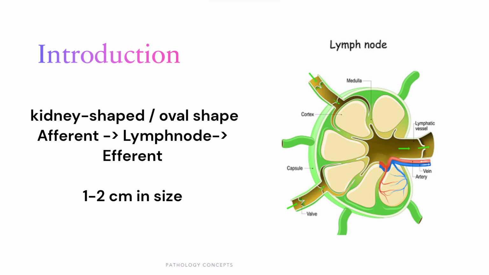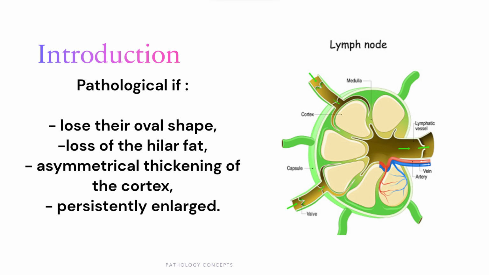Nodes typically have an associated artery and vein which terminate into high endothelial venules. Lymph nodes usually range in size from 1 to 2 centimeters and are enclosed in an adipose tissue capsule. They are considered pathological if they lose their oval shape, if there is a loss of hilar fat, if there is asymmetrical thickening of the cortex, and if they are persistently enlarged. All these conditions indicate pathology of the lymph node. Now let's learn in detail one by one.